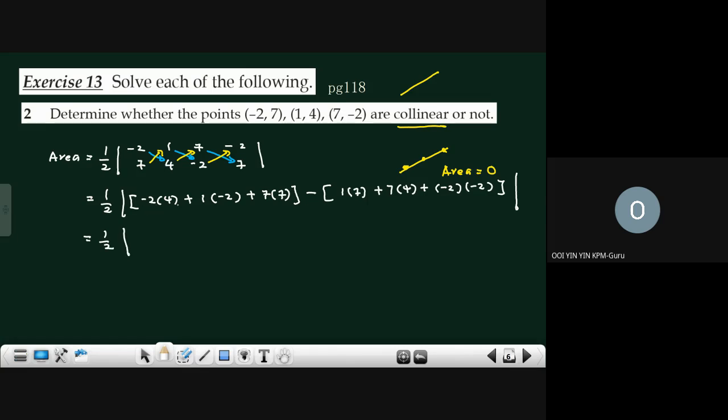Don't forget your modulus, and then 1/2. First, simplify all these. What you get? -8, -2, -10, and then 49. You get 39 here, right? And then the part here is 7 plus 28, 35, plus 4. So you get 39. And then 39 minus 39 will give you 0. 1/2 multiplied with 0, you get 0. So we show that the area is 0.